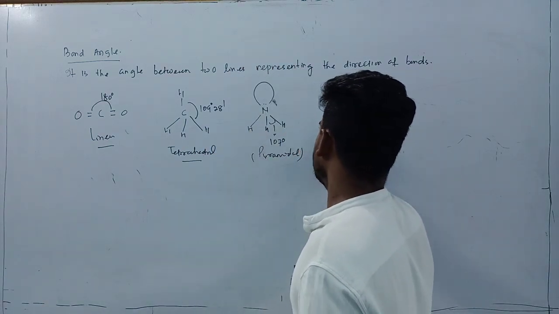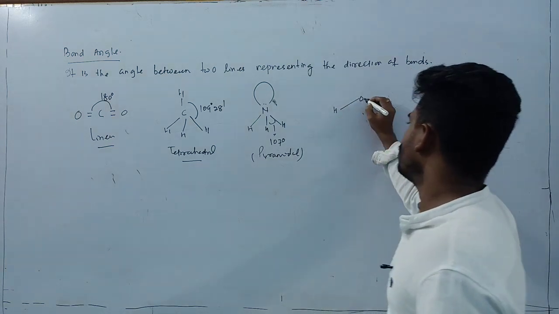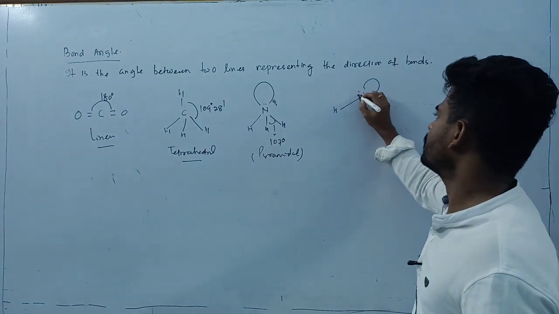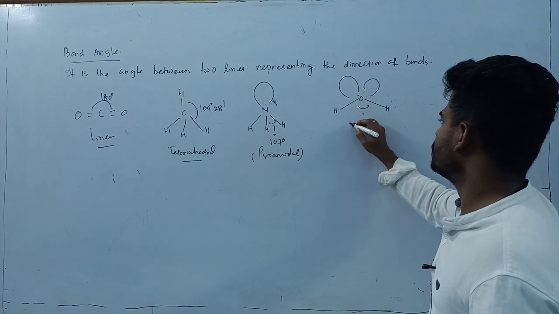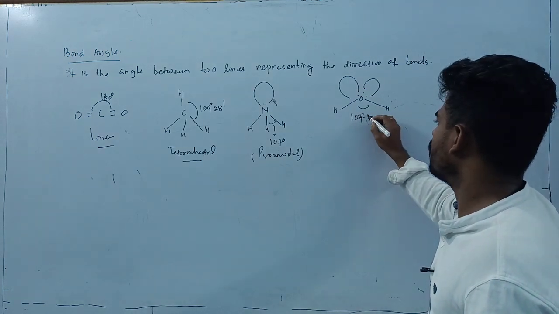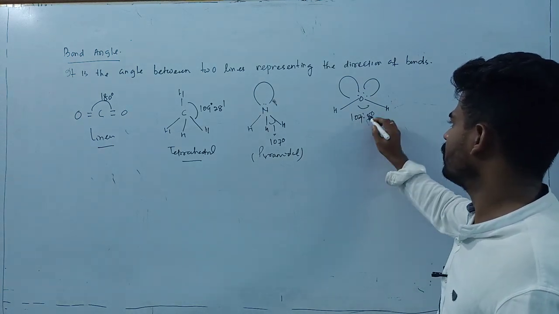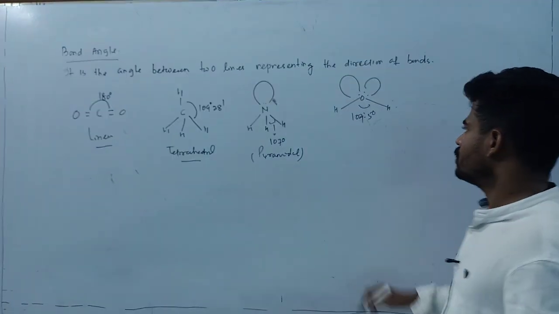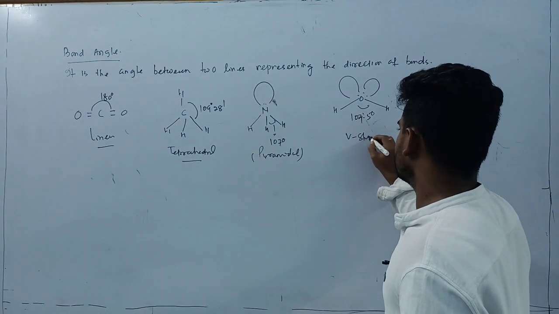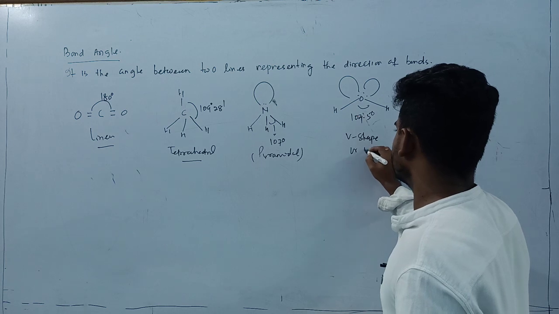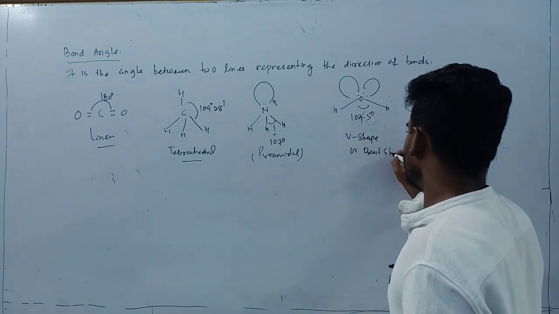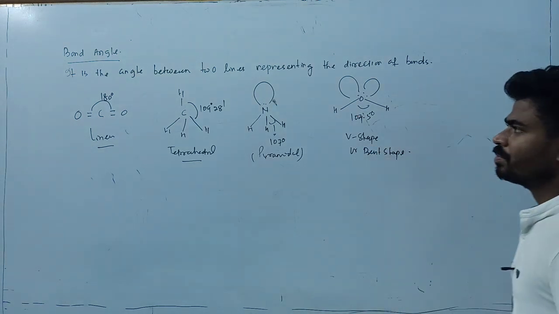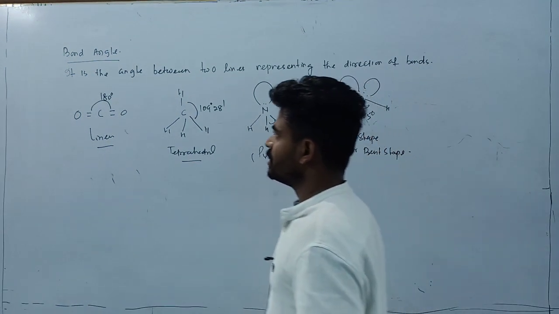Another one, if I consider water, you see O-H, with two lone pairs like this, it has a V shape or bent shape. Here the bond angle is 104.5 degree. This is the concept of the parameter bond angle.